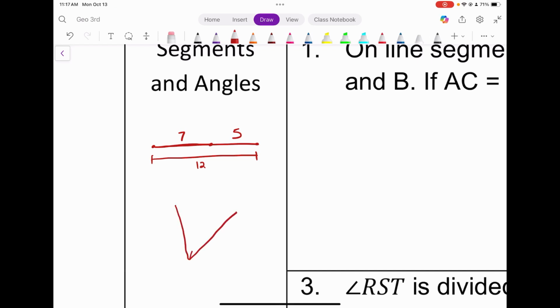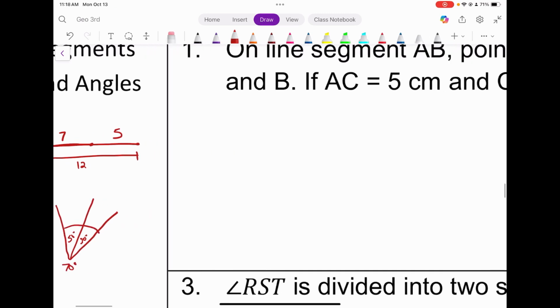If an angle is split into two smaller angles, and we know the measure of the two smaller angles, we can find the measure of the larger angle by simply adding those two smaller angles together.